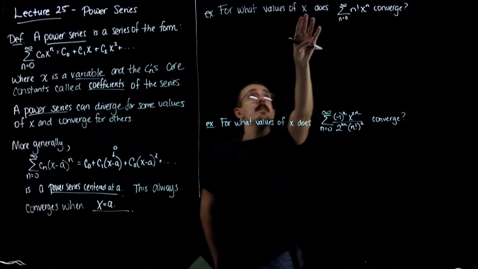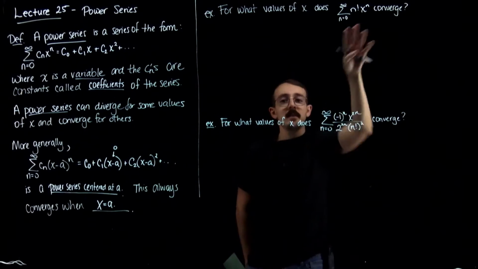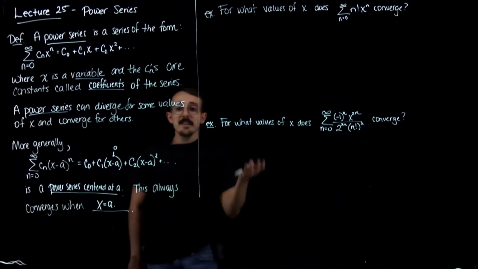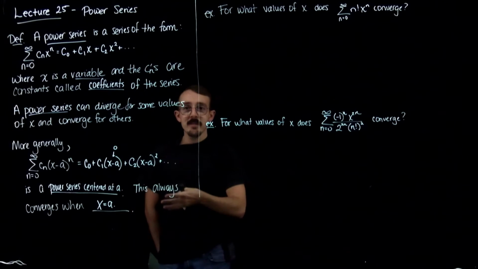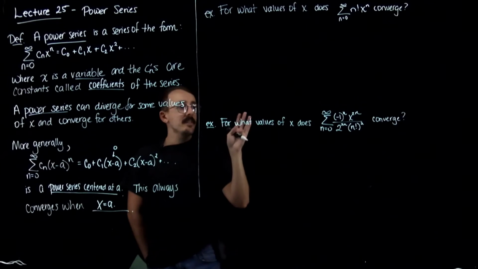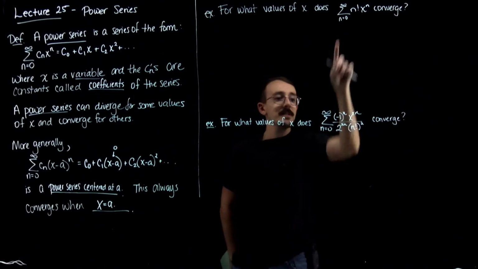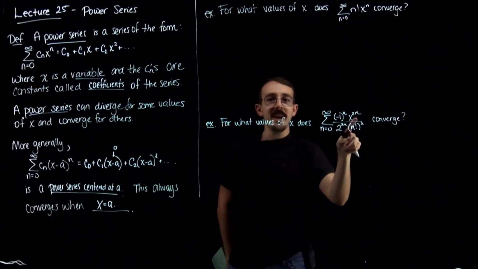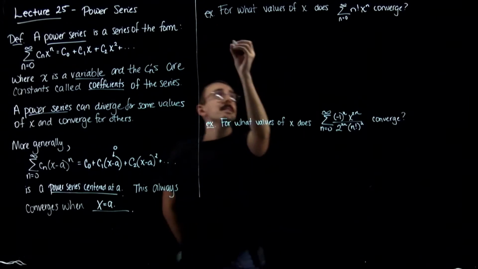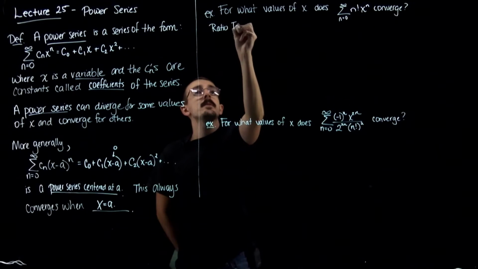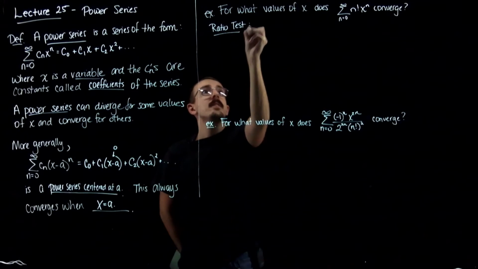It says, for what values of x does this series converge? So we have to rely on series tests from previous lectures. For a lot of these, a good way to go is the ratio test, because you see factorials or you see powers of n. So I'm going to do the ratio test. This isn't super new stuff; we're still going to use the ratio test.